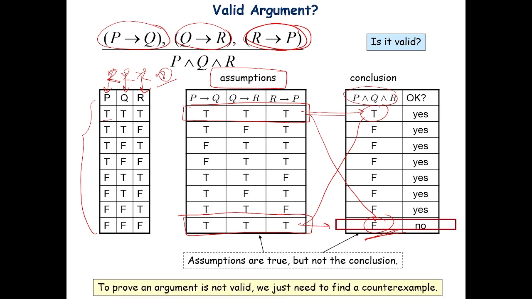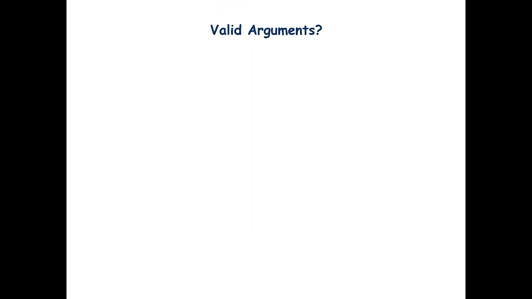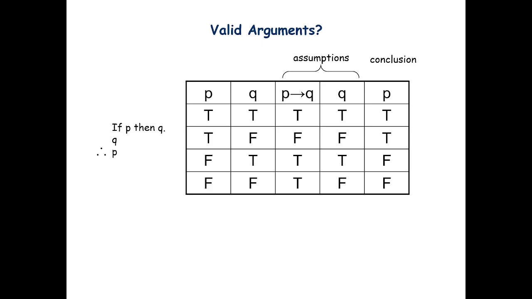So to prove an argument is not valid, we just need to find a counterexample, or look at all the examples and try to see if there exists a counterexample or not. It's a very exhaustive method, you have to see every case where all the assumptions are true.